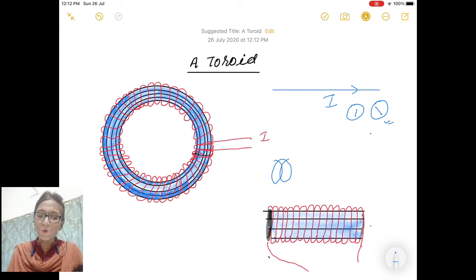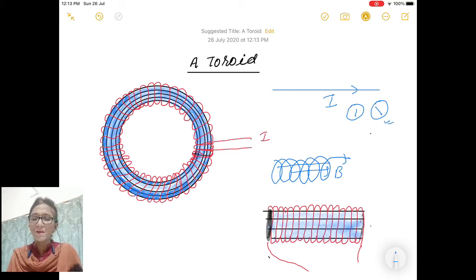Now when coils of several turns are made out of a current carrying conductor, then its magnetic field increases manifold. Here we have a strong magnetic field, which is comparable to the magnetic field of a bar magnet. And this device is called a solenoid. Here we have a solenoid.